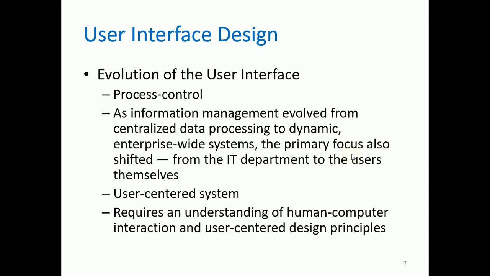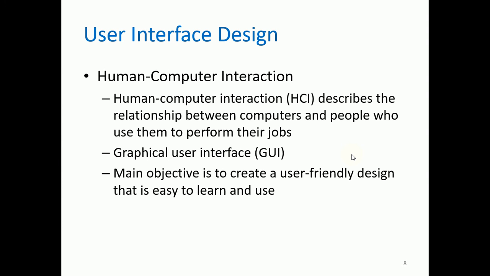And then as information management evolved from centralized data processing to dynamic enterprise-wide systems, the primary focus also shifted from the IT department to the users themselves. Once upon a time it was a process control user interface, and it becomes a user-centered system. A user-centered system requires an understanding of human-computer interaction and user-centered design principles. Human-computer interaction, or HCI, describes the relationship between computers and the people who use them to perform their jobs. Because of this HCI, we have developed the so-called graphical user interface or GUI. The main objective is to create a user-friendly design that is easy to learn and use.